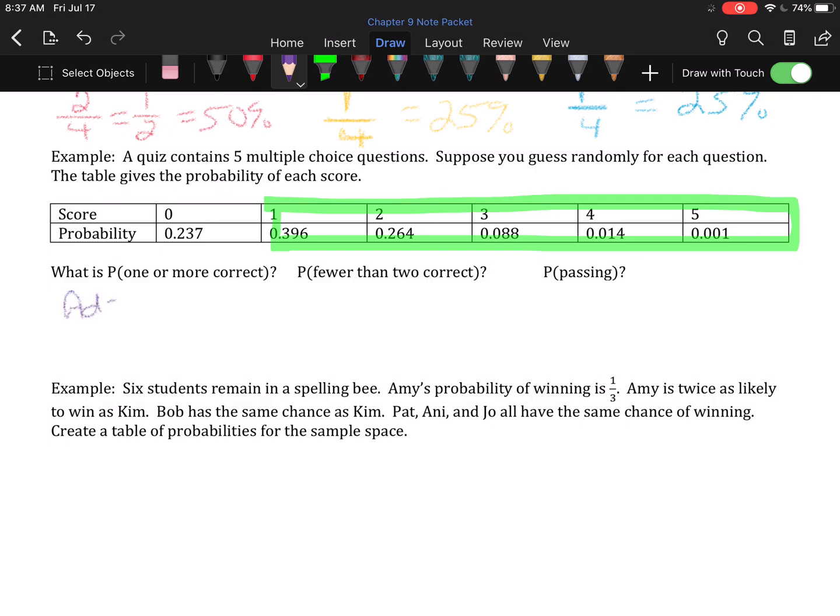We are going to add P1 up through P5. We're going to add all of those. So 0.396 plus 0.264 plus 0.088 plus 0.014 plus 0.001. When you add all that up with your handy-dandy calculator device, which you are allowed to use, you get 0.763. And you can leave it like that, or you can rewrite it as 76.3%.